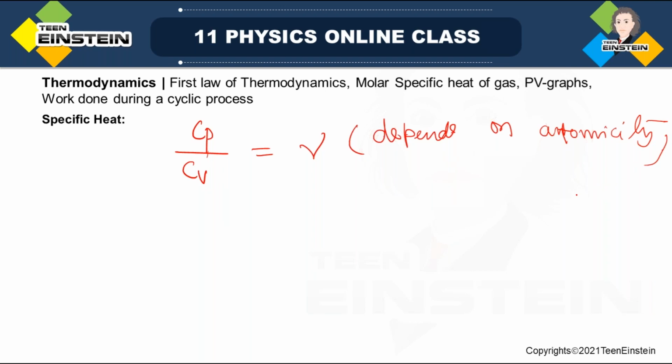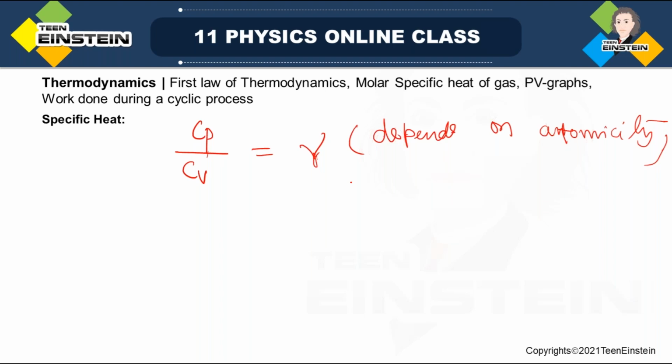Atomicity means how many atoms are there in a particular molecule. That is atomicity. So we'll see that in kinetic theory of gas how Cp by Cv, that is gamma, can be calculated. So that we'll learn later in the kinetic theory of gas.